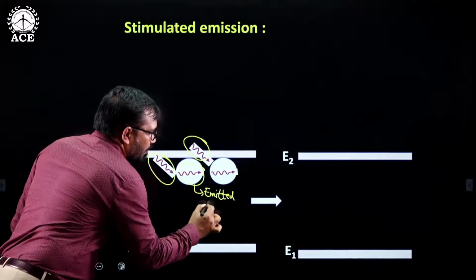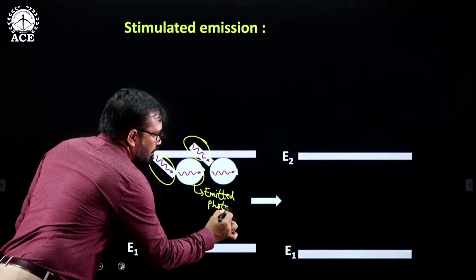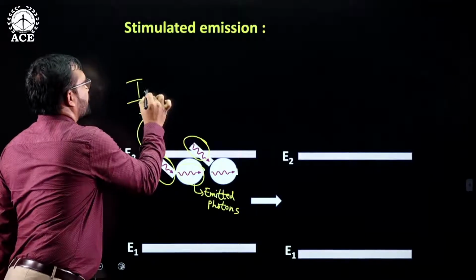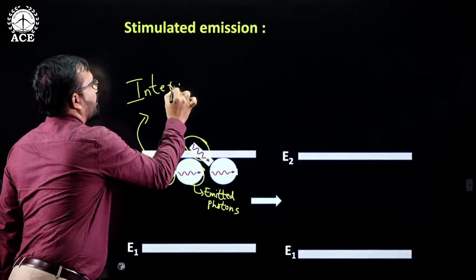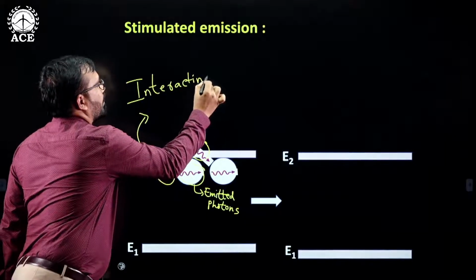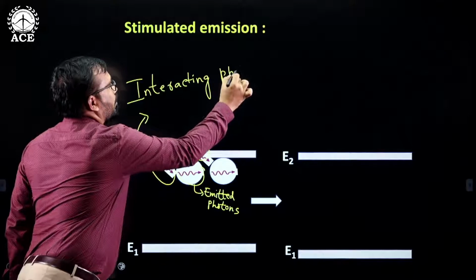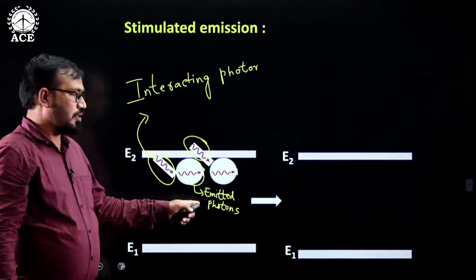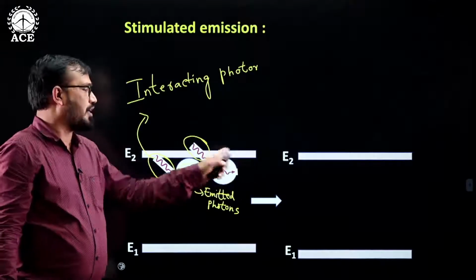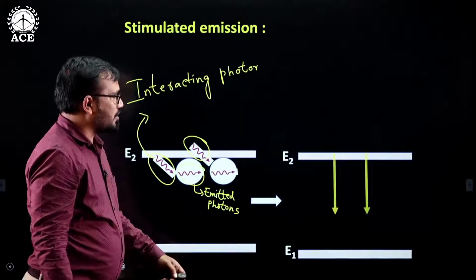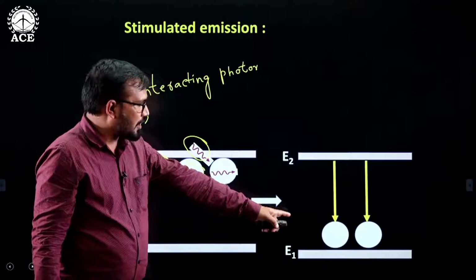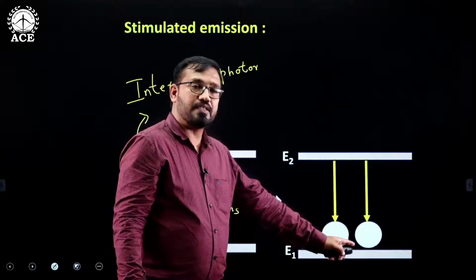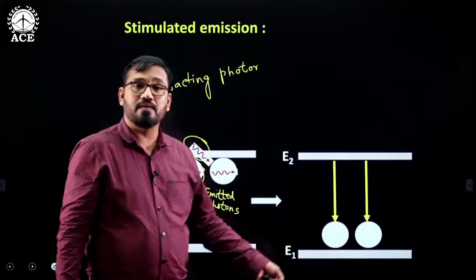What are these? Emitted photons. And these are interacting photons. Now we have two photons. One is the absorbed photon, and that photon will be emitted. Now see what happened. The atoms are coming down. Is any photon present in the atom? No photon is present. So where did the photons go?